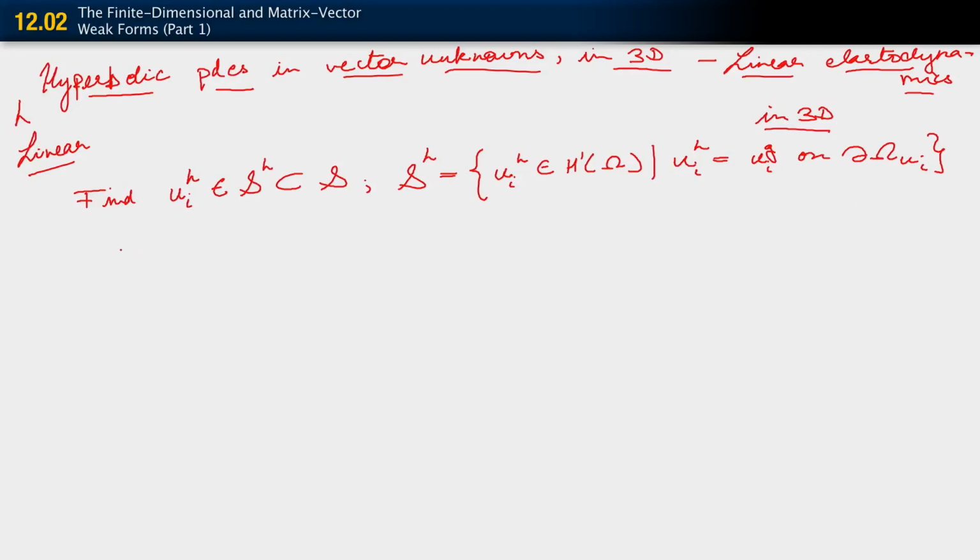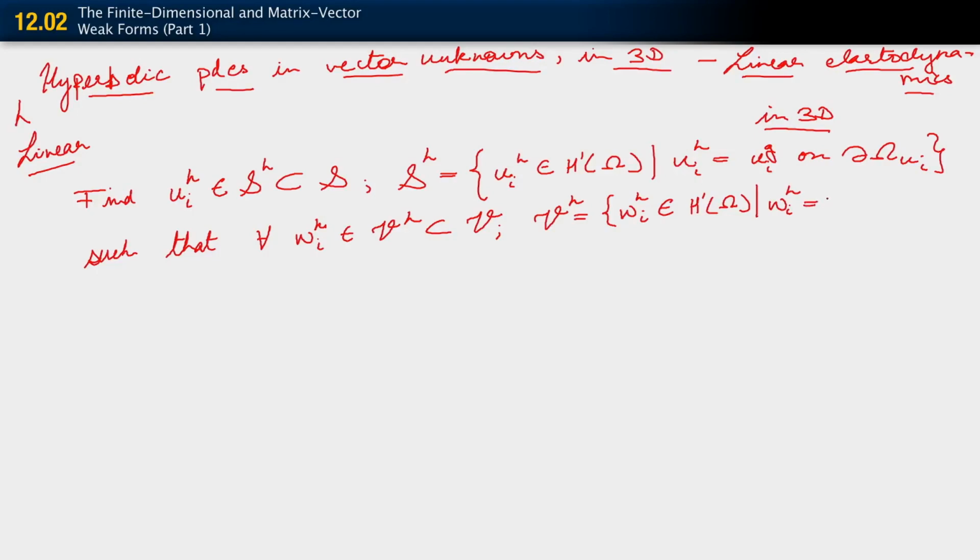All right, we have this such that for all w_i^h belonging to V^h, which is a subset of V, where V^h consists of weighting functions w_i^h, also H1, such that w_i^h vanishes on that corresponding Dirichlet boundary. So find u_i^h such that for all w_i^h belonging to V^h, the following condition holds. The usual integral equation, except now that we have the one extra term, the term that's second order in time.